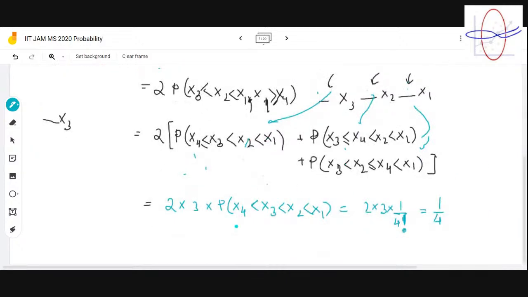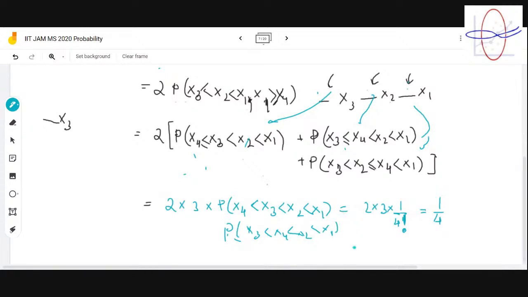Now observe that this essentially means that all the permutations have the same probability, all the possible permutations. What are the possible permutations? Say x3, x4, x2, x1. This is essentially arranging 1, 2, 3, 4, right? And therefore 24 such possibilities are there, 4 factorial.